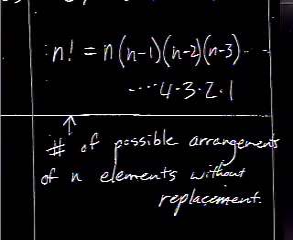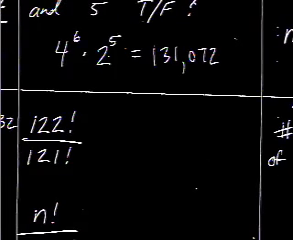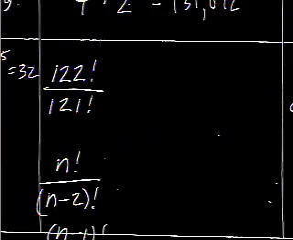Now, keep this in mind. This is the number of possible arrangements of n elements without replacement. Okay? That's what factorials are. I bet we can do this one without a calculator.